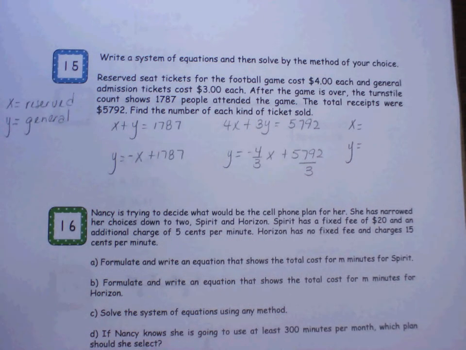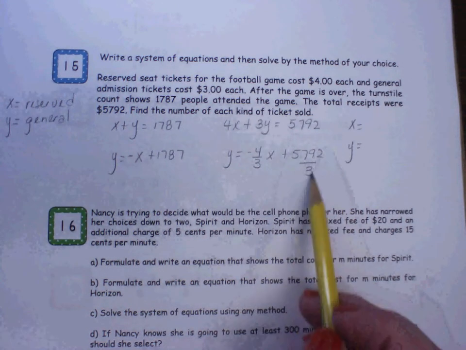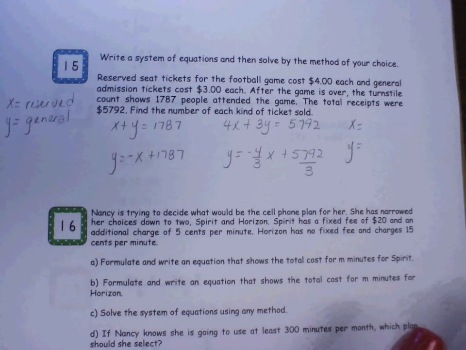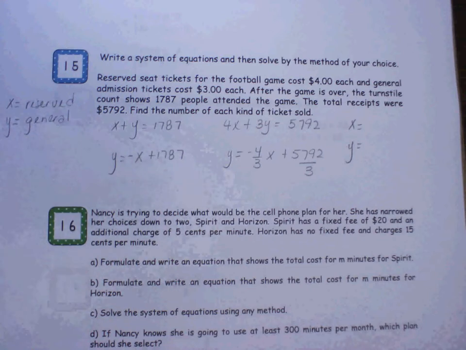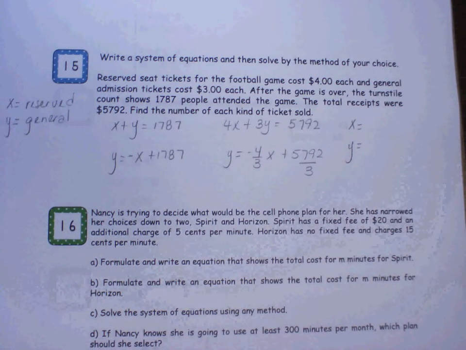Leave those as fractions. Don't worry about changing them to decimals, especially if they're repeating decimals or decimals that just keep going and going. If they're irrational numbers or repeating decimals, no. All right, what do we got?